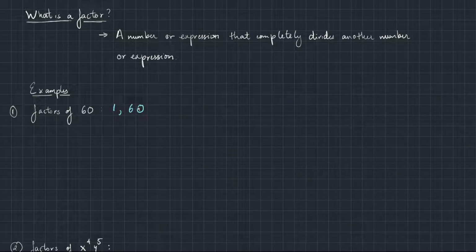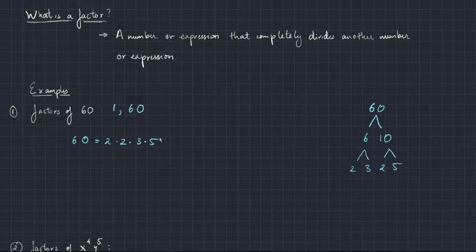As for the other factors, they can be obtained by finding prime factors. This is a process known as prime factorization. So to make a prime factorization of 60, let's make a factor tree. 60 can be broken up into 6 and 10. Now 6 can be broken up into 2 and 3, 10 is 2 and 5. And so we can write 60 as 2 times 2 times 3 times 5.